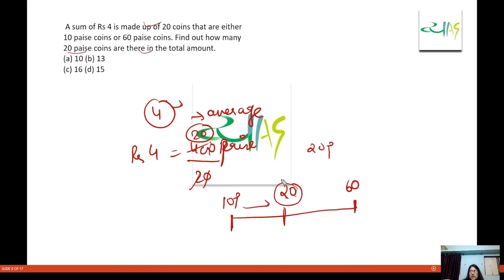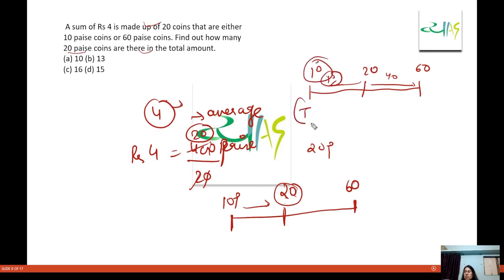Now from here I can know which one will be more. Try to understand one more concept here. Which one will be more can be known by how close it is to the average. It is far away from this by 40, and this is near to this by 10. So obviously 10 paise coins are more. Because what is average actually? It is telling about the quantity each one is representing, and it is very near to the quantity of this 10 paise coin. So I hope everybody is clear with this.